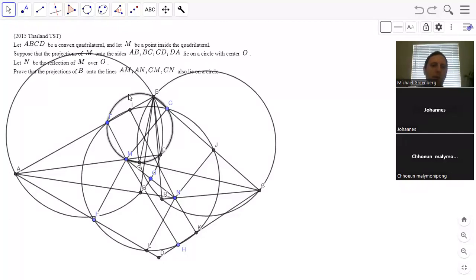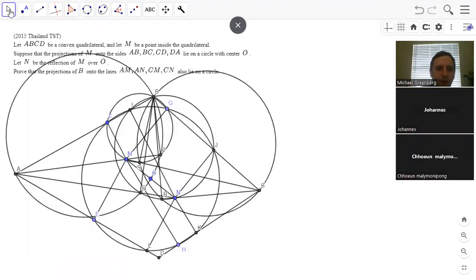Oh, because the problem isn't symmetric with respect to B and D. Wait, no, I think we just have the same circle over D, no? Yeah, but the thing is, we drew the projections from B onto those lines, but we didn't draw the projections from D onto those lines. Oh yeah, you're right. But we have this circle.